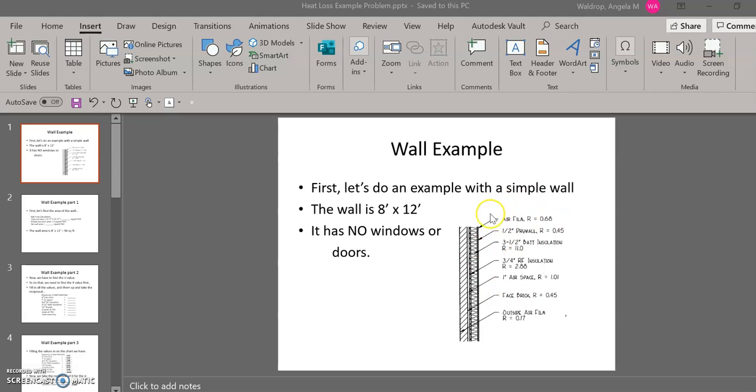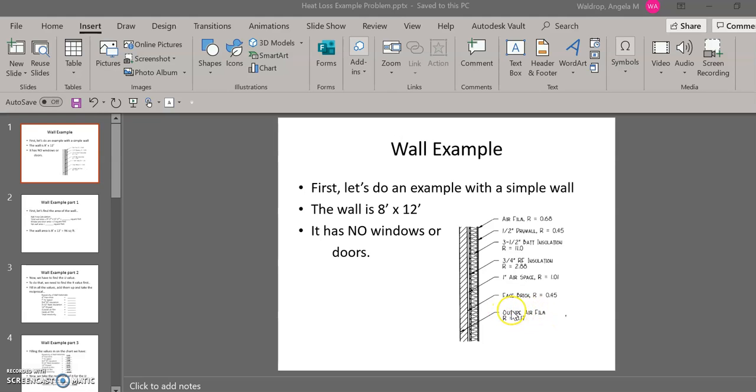Going back to the PowerPoint, if we take a look at the wall, it's a simple wall. It's 8 feet by 12 feet. And just to be simple, that way it's very basic, we're going to make sure that it has no windows or doors. This is basically a diagram of the cross section of the wall. If you take a look at it, you can see that there's face brick, that there's an airspace that exists, that there's some insulation, additional insulation, drywall, and on either side there's an air film. So actually with any walls or windows or doors, there's always going to be the air film.